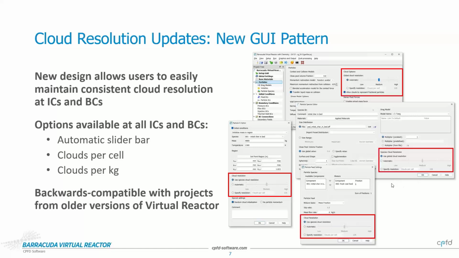The reasoning behind this default approach is twofold. First, the medium slider bar setting works well for typical bubbling fluidized beds that Barracuda users commonly simulate. And second, a clouds per cell basis allows the number of clouds to naturally scale with the grid resolution. If the number of cells in a simulation is doubled, for example, the number of clouds will also double automatically, which is almost always the desired behavior.